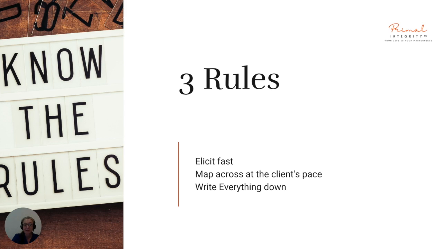The second thing is when you're making changes or mapping across, you work at the client's pace. You resist the urge to rush through. And the third thing, use a submodality checklist. Write everything down, because when you're operating at this speed of elicitation, you just can't remember everything. So write everything down. Good.